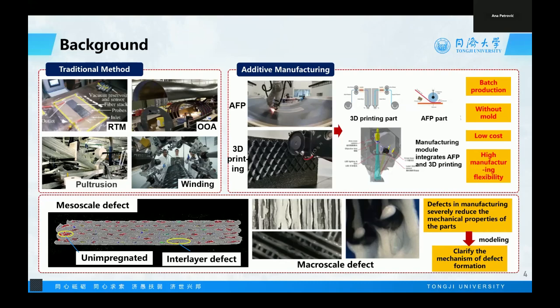Compared with traditional composite manufacturing methods, 3D printing has advantages such as production without mold, low cost, and high manufacturing flexibility. However, there are still many meso and micro scale defects in 3D printed CFRCs, which significantly reduce their mechanical properties. Thus, it is very important to clarify the mechanism of the defect formation process, so that we can optimize the printing parameters to reduce manufacturing defects.